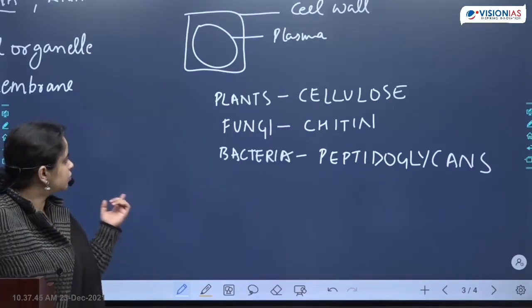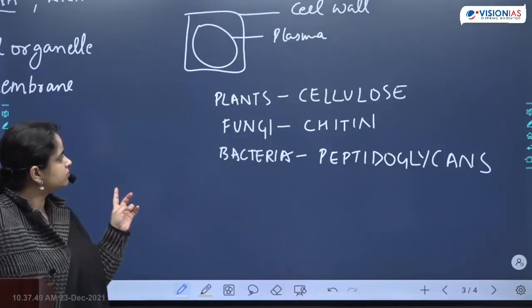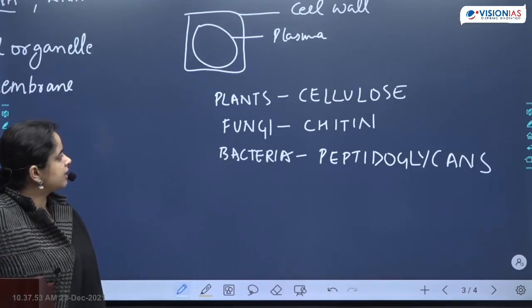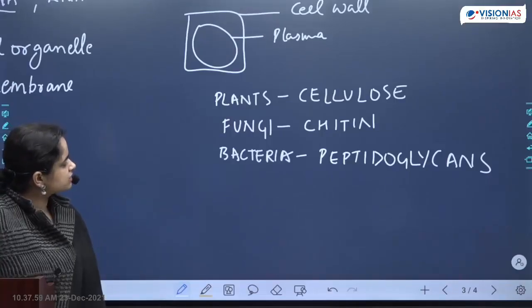Then you can write down what each of the cell walls is made up of. So cell walls are found in plants, fungi and bacteria, and they are made up of cellulose, chitin and peptidoglycans.